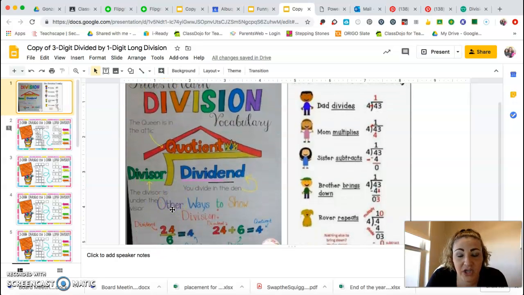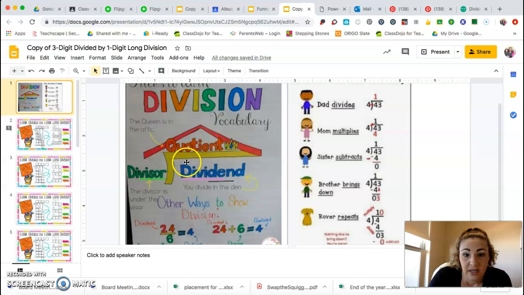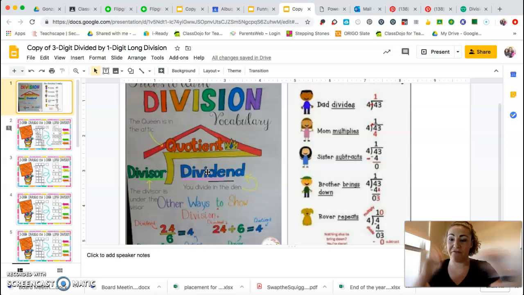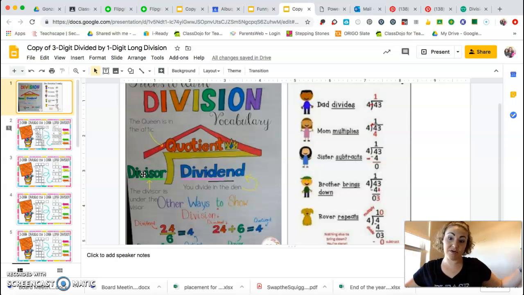This poster is tricks to learn division, and it's on the vocabulary. You kind of need to know the vocabulary. So you have your dividend, and you divide in the den. Your dividend is the huge number that you need to divide into equal groups. That's your big whole number. Your divisor is the number that you're dividing that dividend into. Am I going to divide it into 4 equal groups, 5 equal groups, 6 equal groups? And then a quotient is the answer to a division problem.